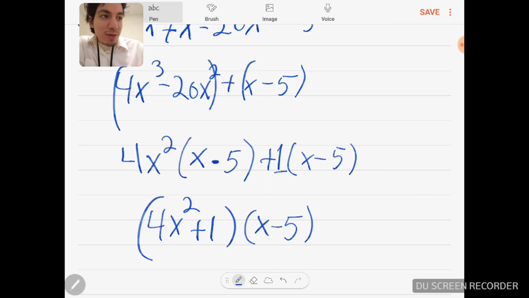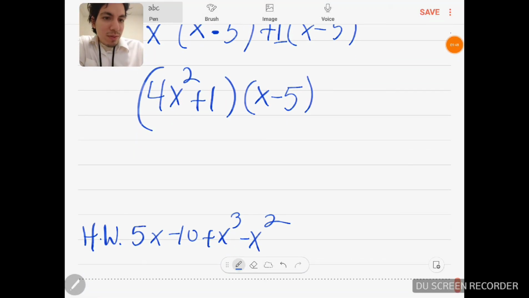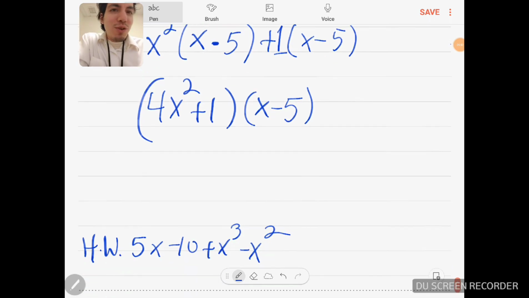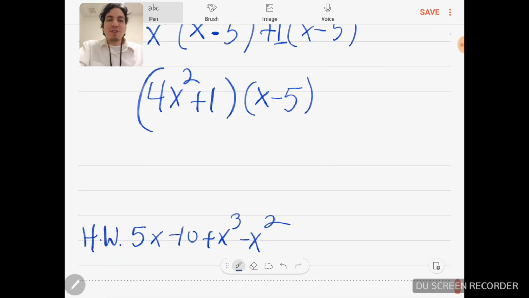And you can check if you want. Let me see. All right, so I'll let you guys check if that's true for homework, and also this problem here, you try it for yourself for homework.